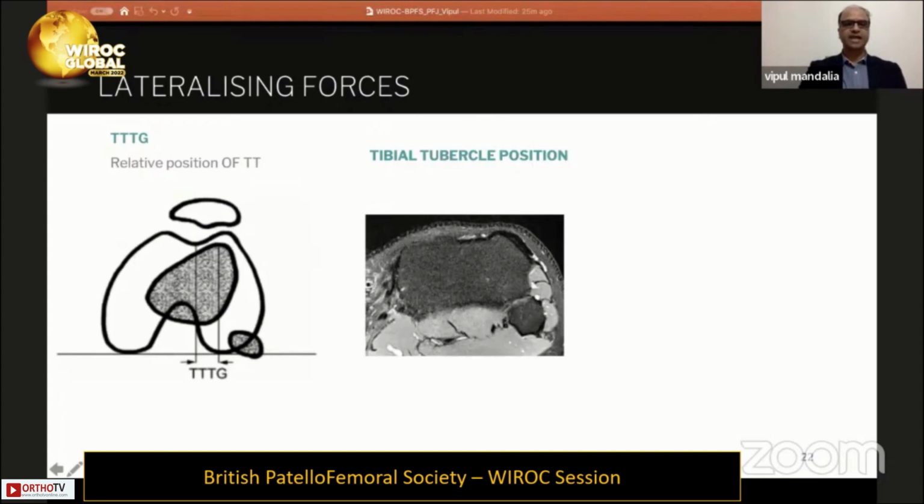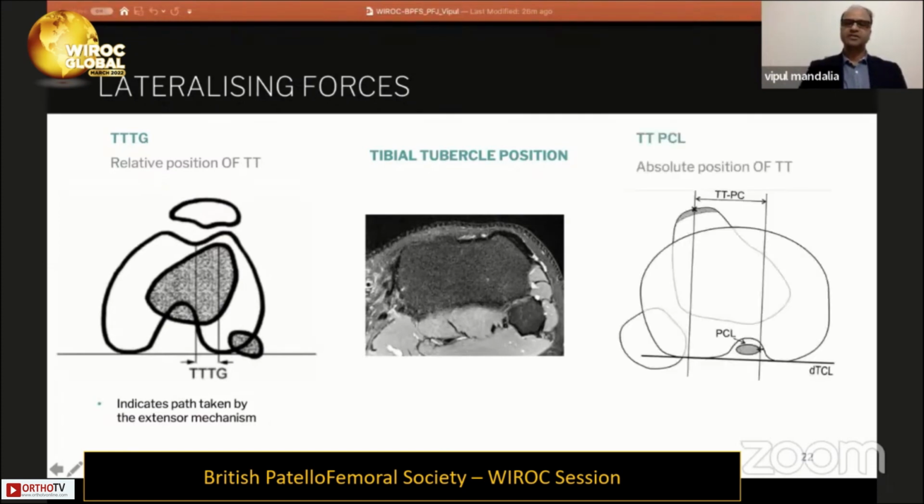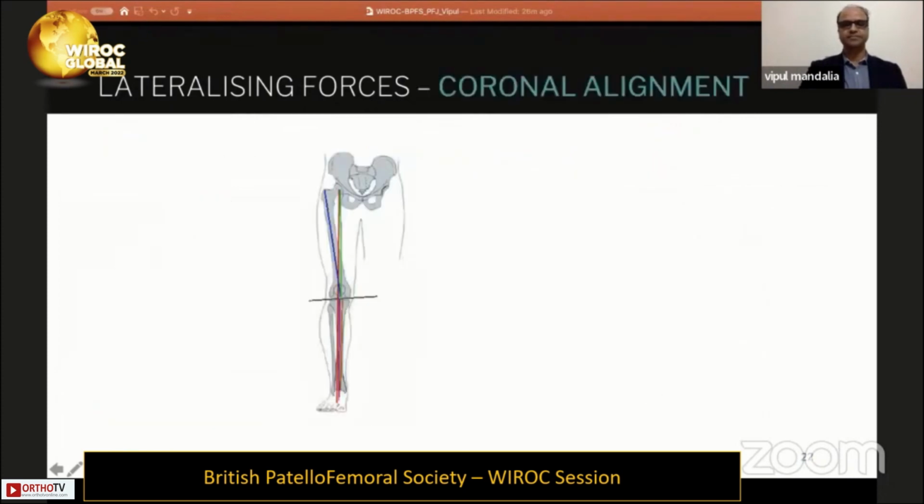What you need to understand with TTTG is that TTTG indicates the path taken by the extensor mechanism, i.e. it's a comparison of a point on the femur, that is the trochlear groove, and another point on the tibia, that is the tibial tubercle. So even though the tibial tubercle can be normal, if the femoral groove is on the medial side, the TTTG will be abnormal. And that is why TTPCL was introduced. Again, this will be discussed later on in the radiology section.